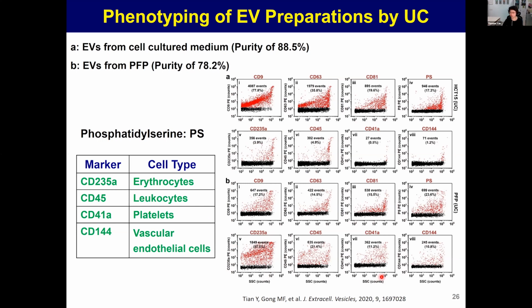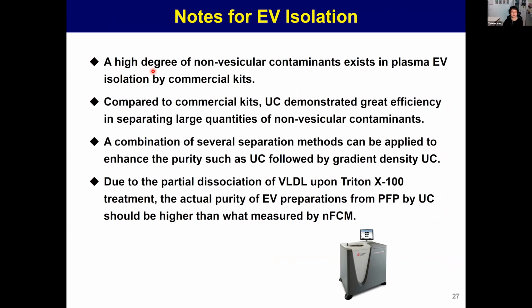So the notes for EV isolation: there is a high degree of non-vesicular contaminants in plasma isolation by kits. Compared to the commercial kits, single ultracentrifugation demonstrates great efficiency in separating large quantities of non-EV contaminants. We can also use a combination of ultracentrifugation followed by gradient density ultracentrifugation if you want higher purity EVs.